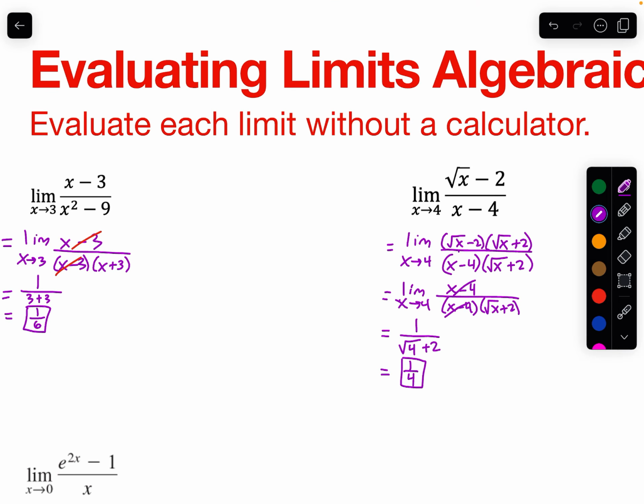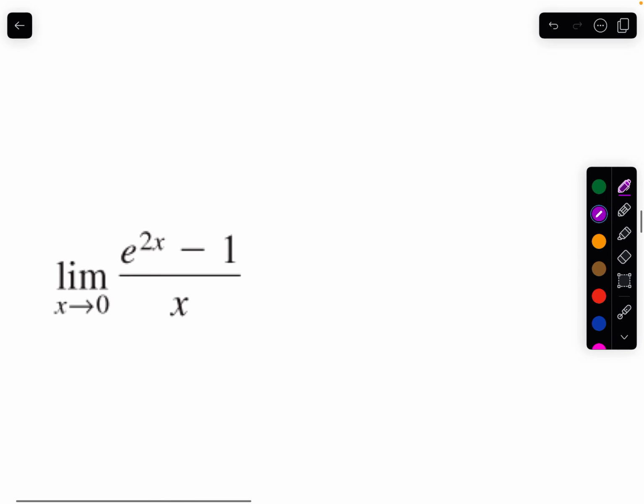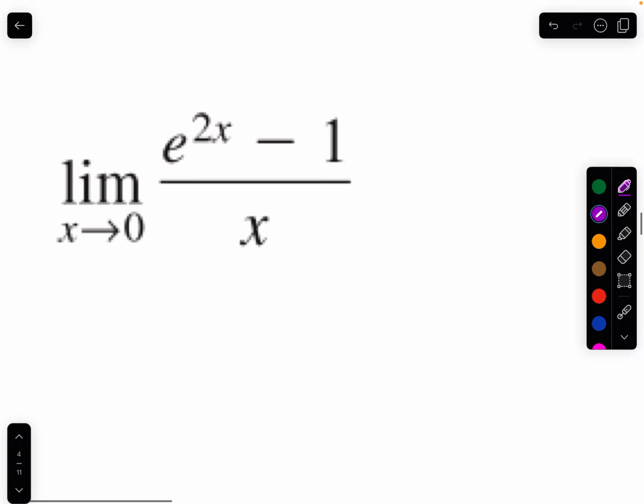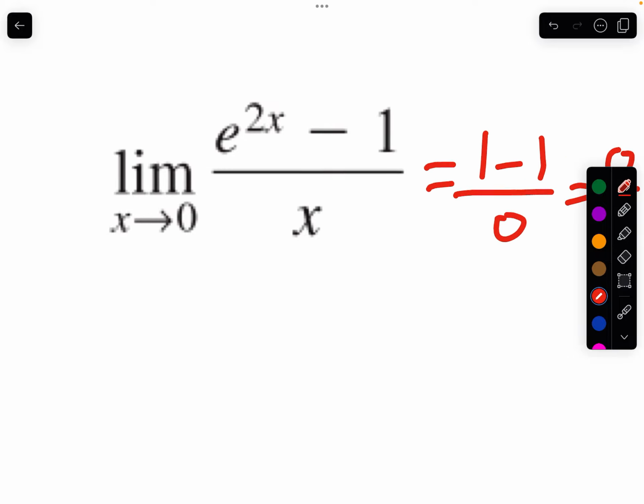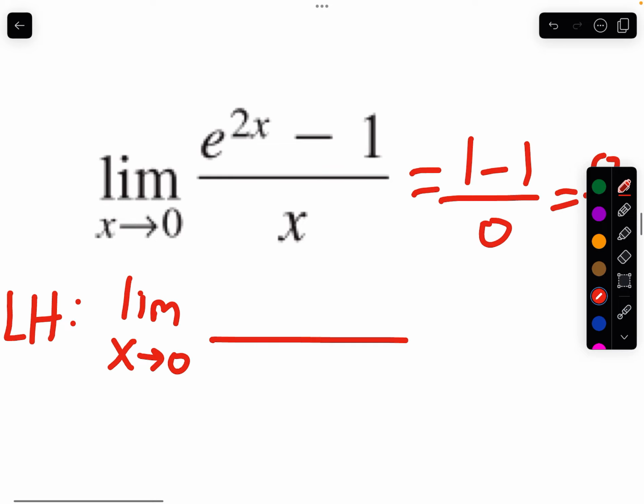Speaking of L'Hopital's rule, I want to practice that here. If you try direct substitution, subbing in 0, you'll get 0 over 0, which is one of those indeterminate forms. Let's give L'Hopital's rule a try this time. We apply L'Hopital's rule by finding the limit of the derivative of the numerator over the derivative of the denominator.